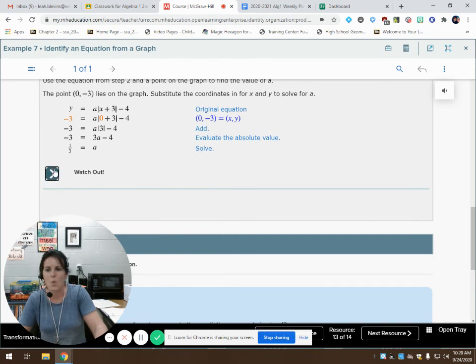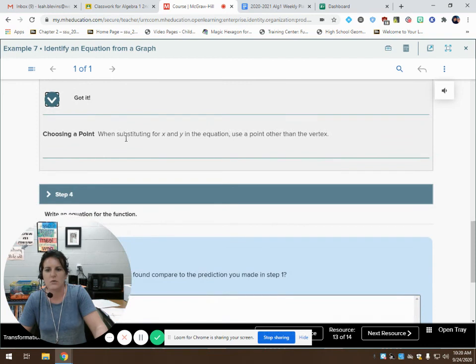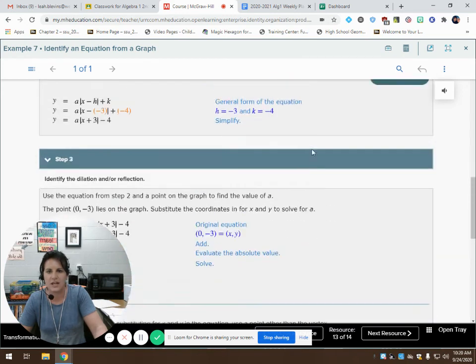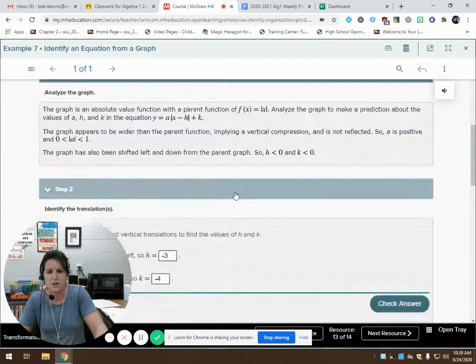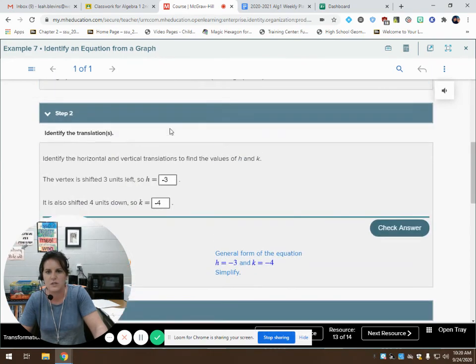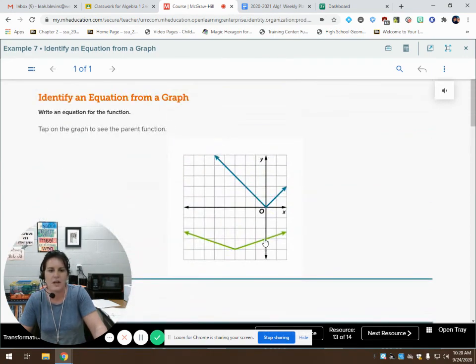We get this 1/3. So it says, watch out. Choosing a point. When I'm substituting in for x and y in the equation, use a point other than the vertex. So what that's saying is you don't want to plug in this point because you've already used that point, -3, -4, so that's not going to be helpful. You need to pick out another point. So they used this 0, -3 point right here, which is essentially what I did. I just didn't plug it in and solve algebraically. I looked at the picture and solved it that way, up 1 over 3.